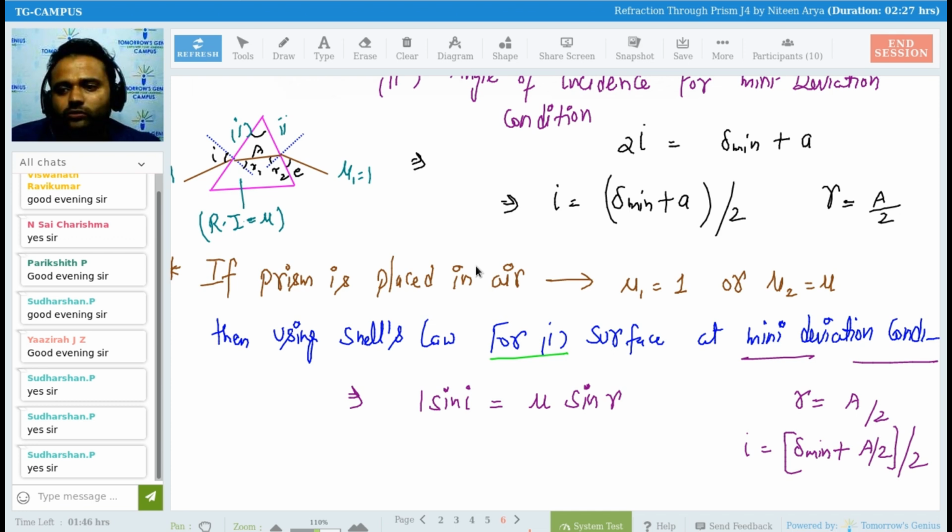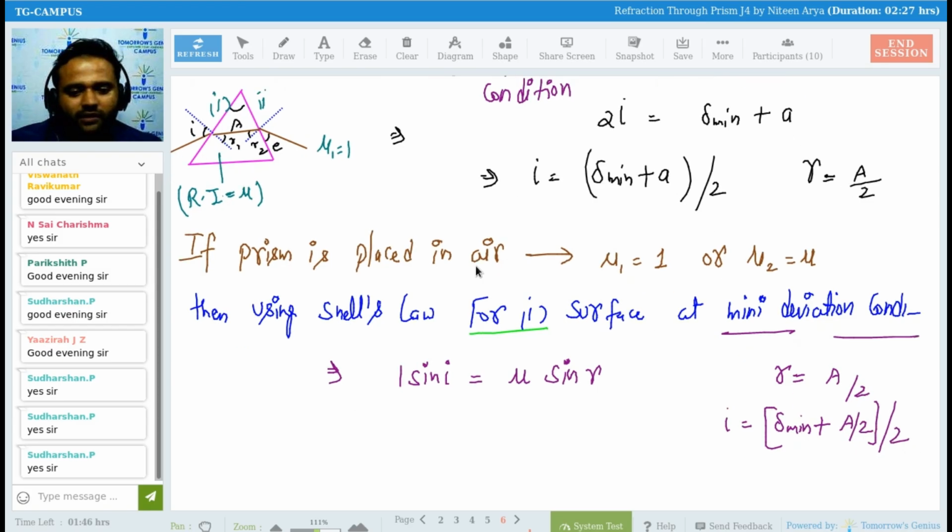Okay. So then it looks like I'm teaching you maths today. I need to find this mu, the refractive index, for which particular condition, at which condition I am going to get the minimum deviation.